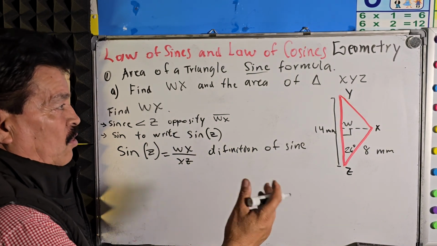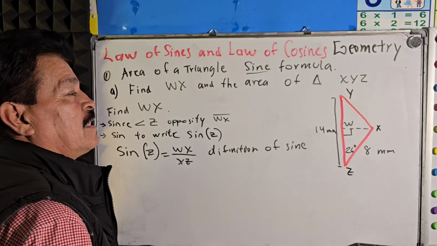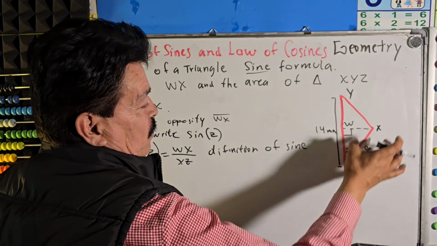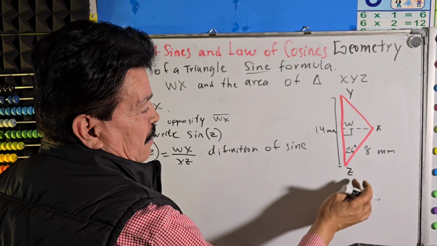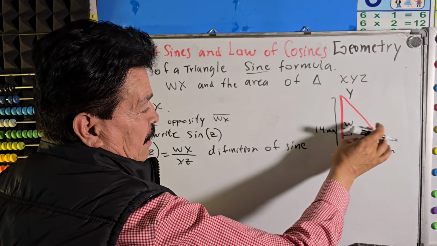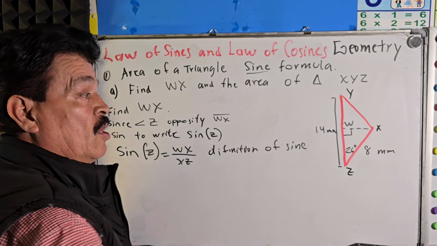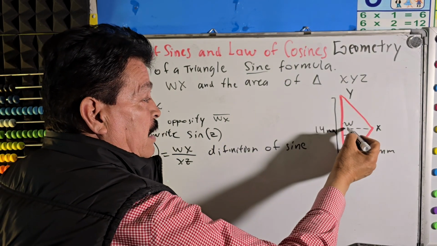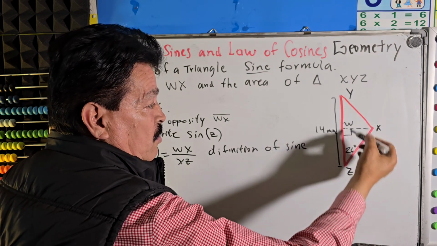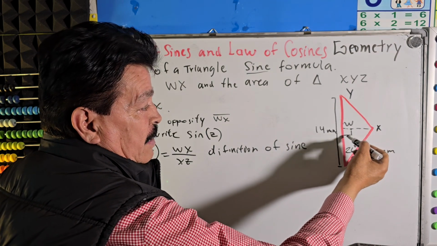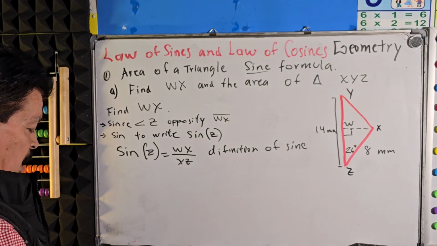I will just solve another problem because maybe I get confused in this one since I'm missing this letter. But yes, WX is opposite to this angle. We are talking about the right triangle. That's why I divide my triangle into two triangles. These two triangles are equal. This is the right angle, 90 degrees. So we have the data right here.